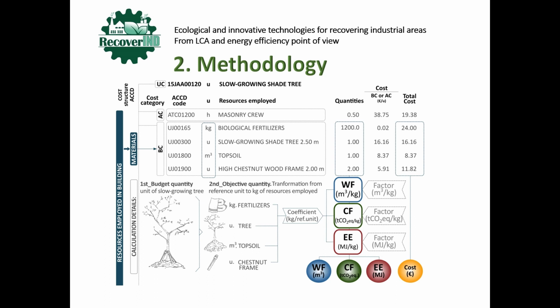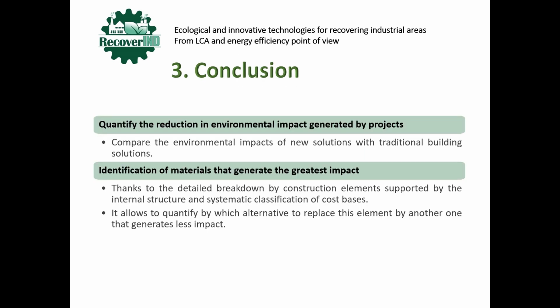Each of those elements, by means of coefficients, each unit kilograms, trees, cubic meters of topsoil, each element is transformed into kilograms using their densities. And then for those kilograms, we can get the water footprint, carbon, or embodied energy. And from there, we have the cost of this unit in euros and also the environmental impact, specifically in these three indicators that we are using as an example.